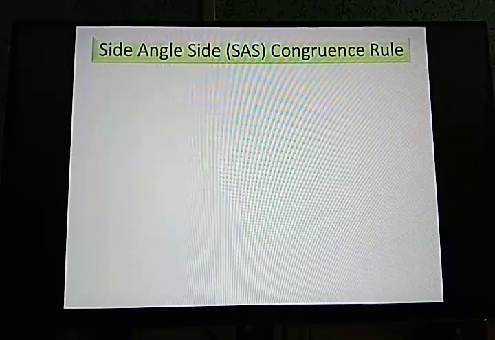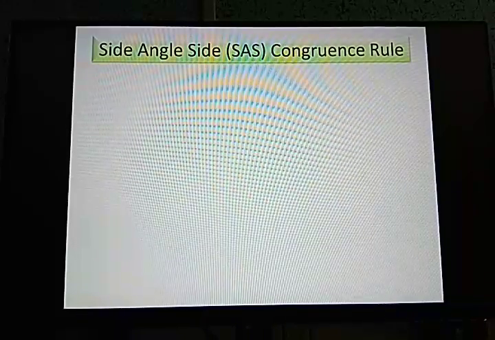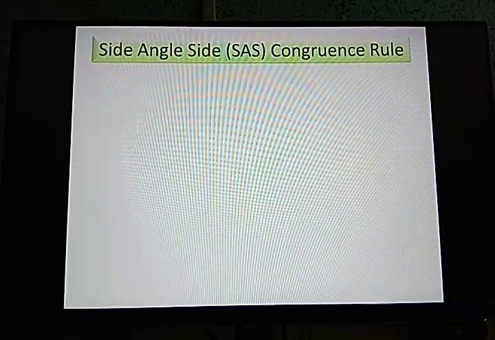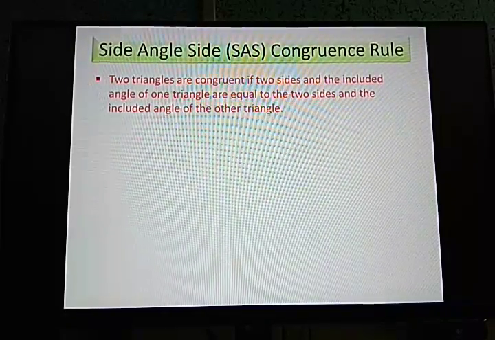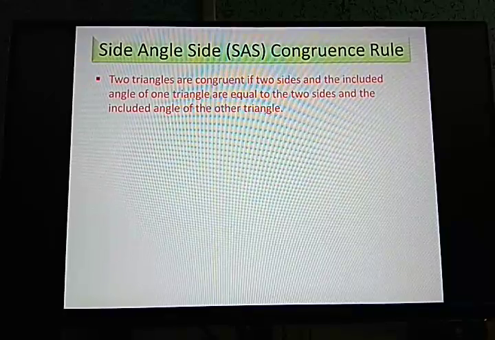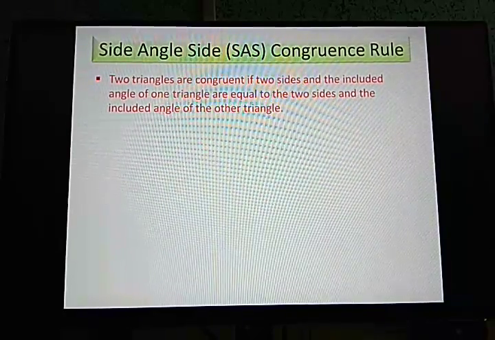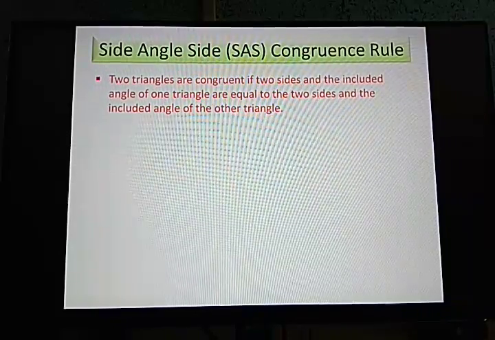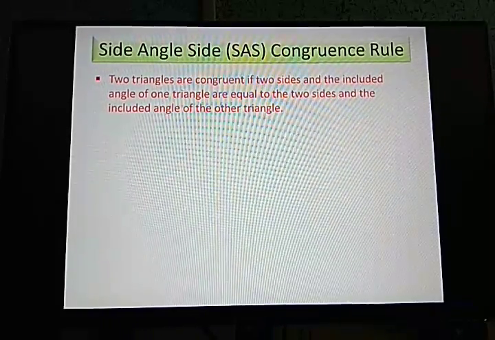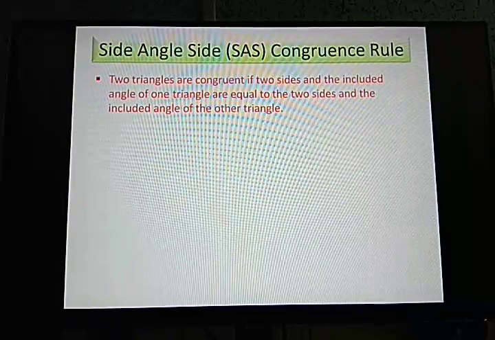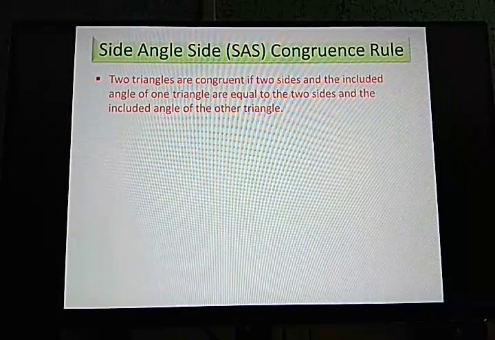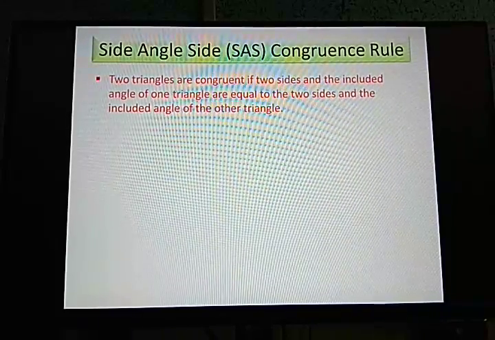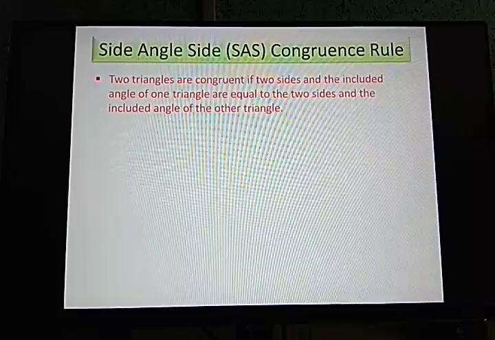So what does this side angle side, or SAS in short, congruence rule state? So let us see. According to this congruence rule, if there are two triangles, then we can say both the triangles are congruent if two sides and the included angle of one of the triangles are equal to the two sides and the included angle of the other triangle. Now let us make it clear with the help of a diagram.